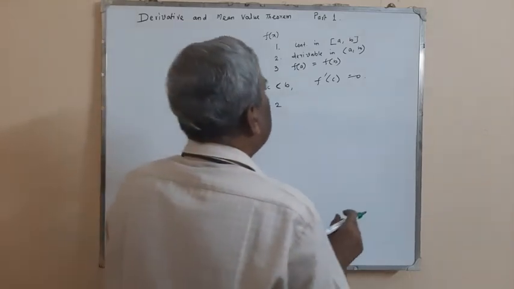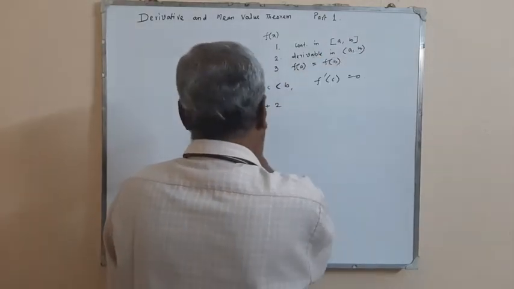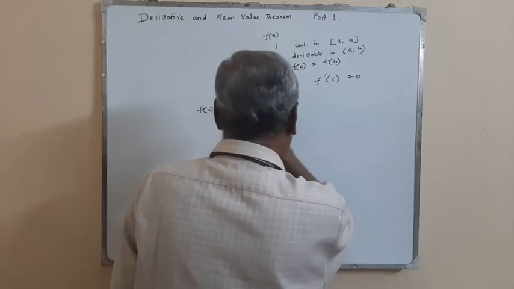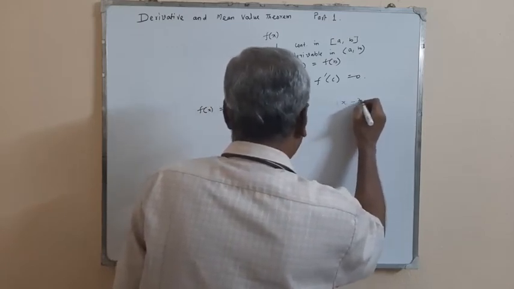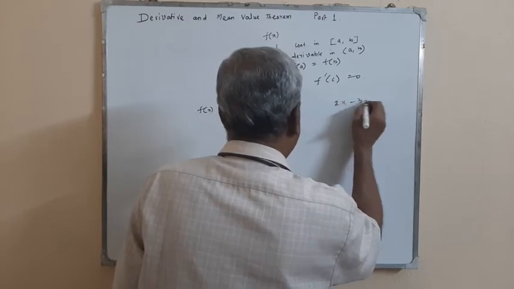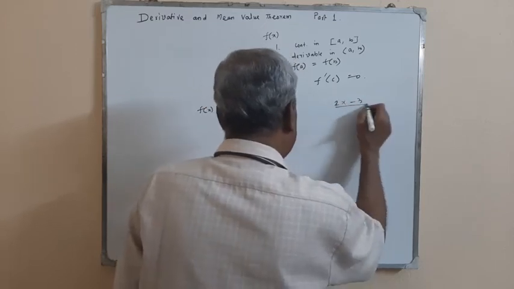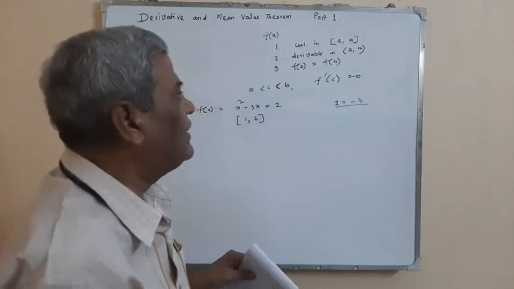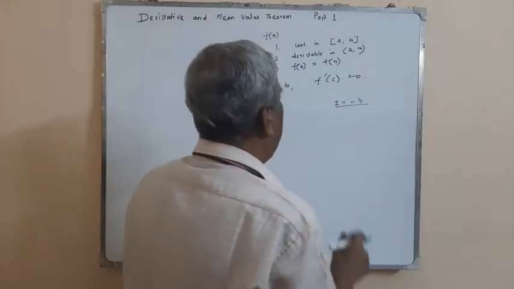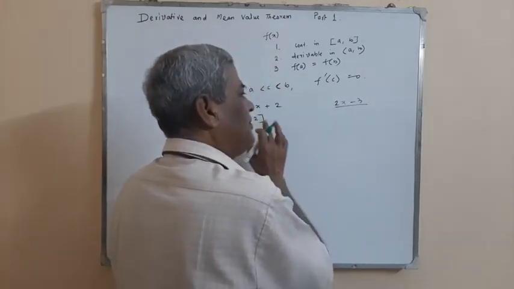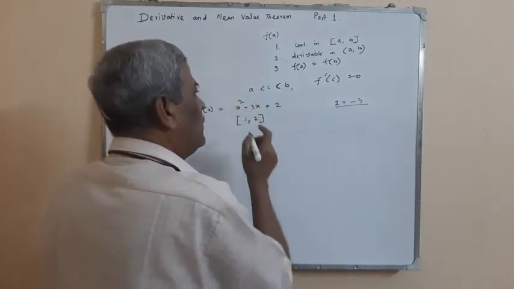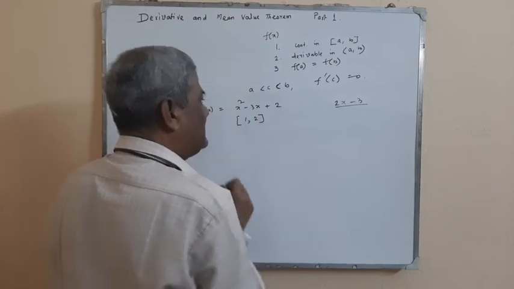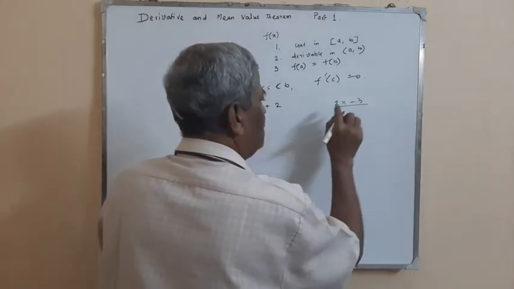Second one is it should be derivable. Its derivative is 2x minus 3. That function is continuous everywhere, so this function is derivable within 1 and 2. Then there exists at least one C within 1 to 2 such that f dash C is equal to 0.